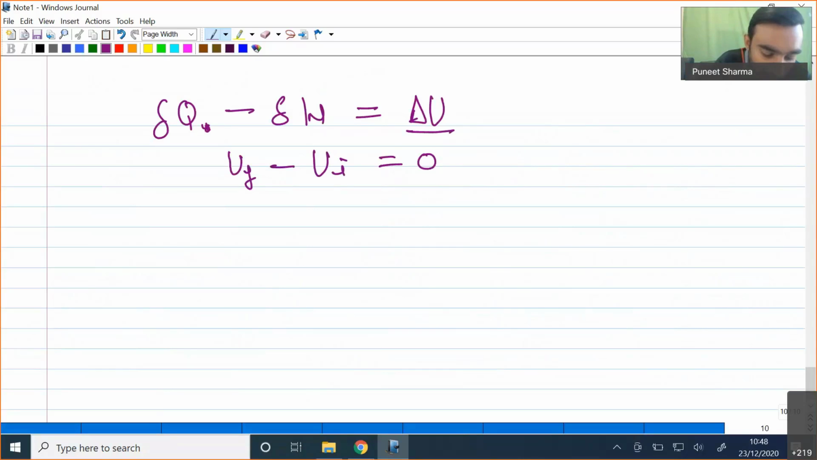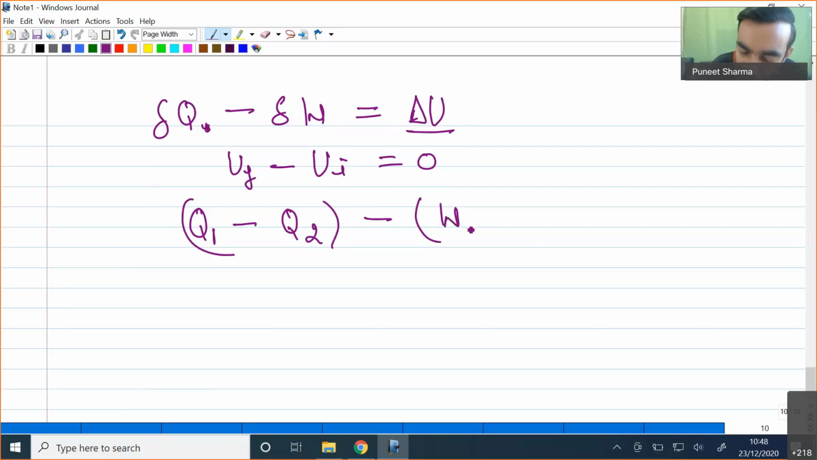Okay. Now what will be happening? We will be having delta Q as nothing but Q in. So Q in is equal to Q1 minus Q2, minus delta W. Delta W will be nothing but equal to W out minus W in. W in, because we were not having any weight over here, but still our piston has displaced, so we will be having some small amount of W in also over here.